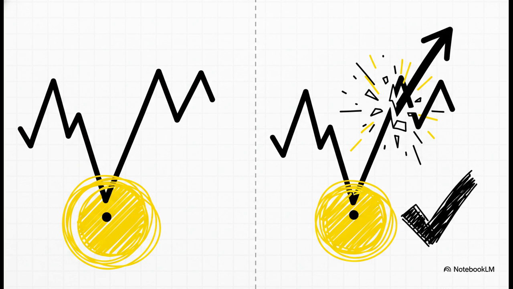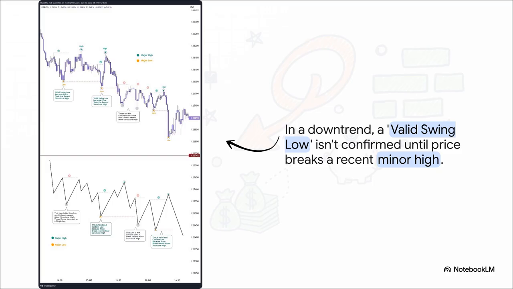For it to count, that pop back up has to be strong enough to break the most recent minor high that was made on the way down. Let's just look at a chart example. It'll make more sense. And this chart lays it all out for us. Look at the points that are labeled valid swing low. Notice that every single one is only confirmed after the price moves back up and breaks that previous little peak, that minor high. Any lows that don't do that are considered insignificant, just noise inside of a larger move down.